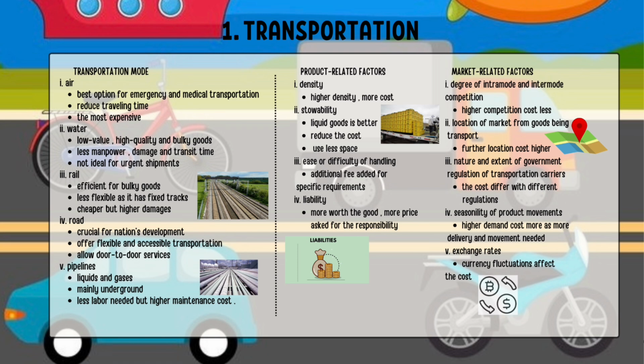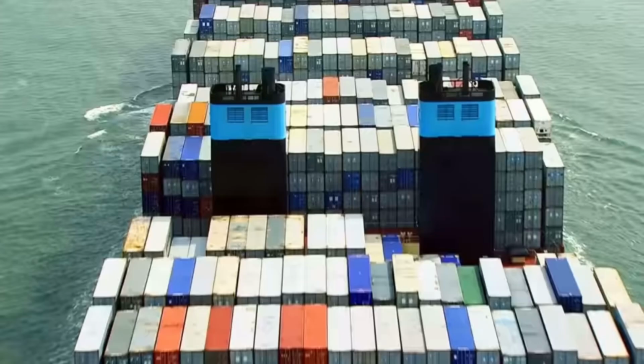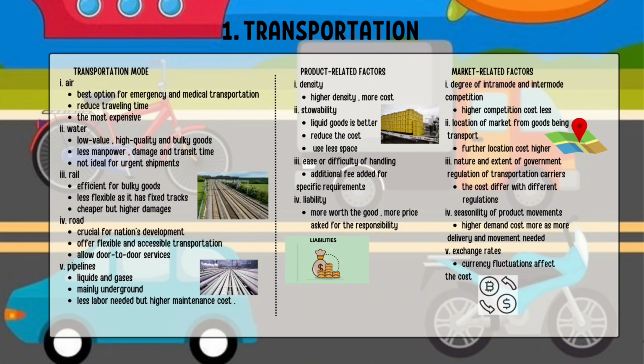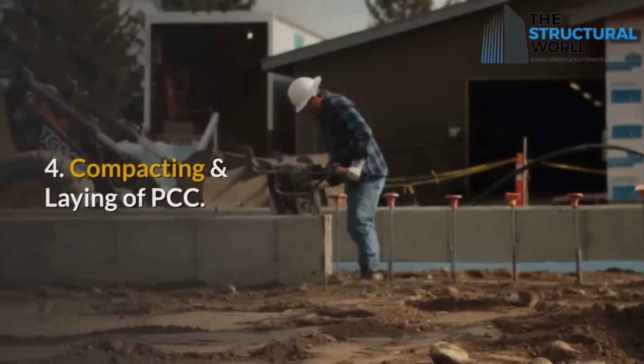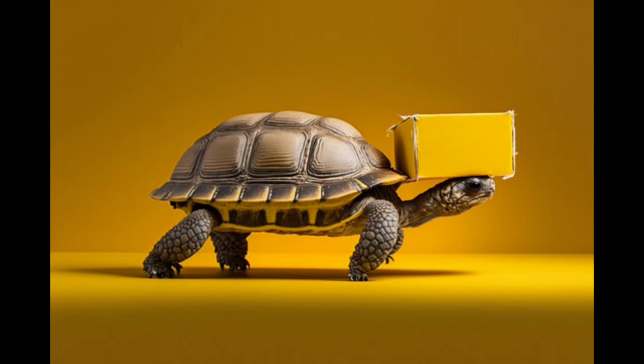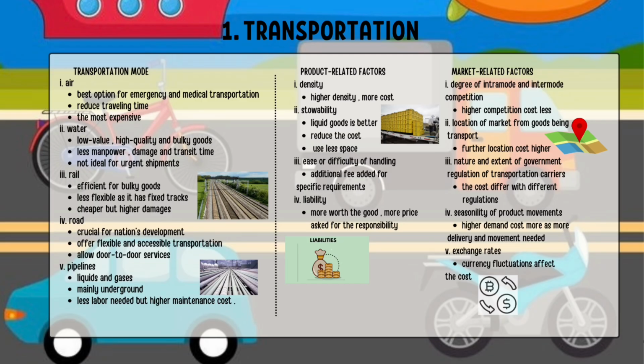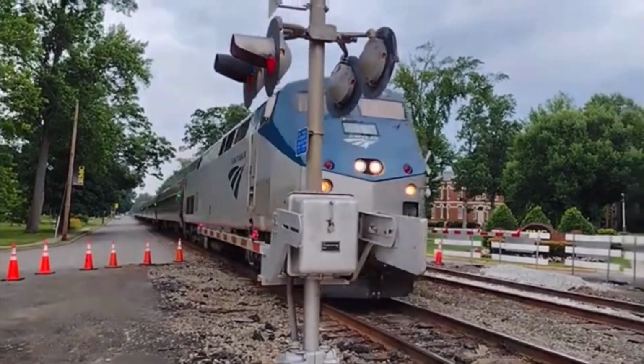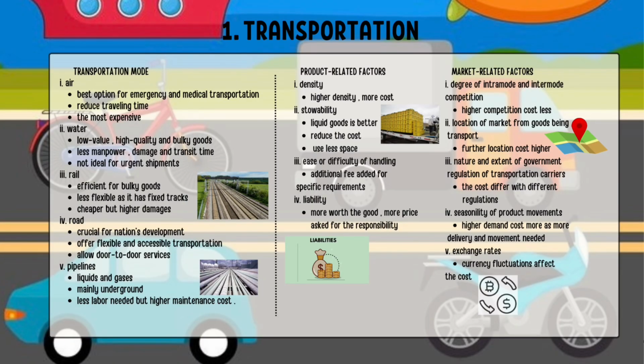Number 2, water. This mode is usually used for low value, high quality, and bulky goods. It also reduces manpower, damage, and transit time. However, water transport is not ideal for urgent shipment as it is slow. The third one is rail. Rail transport is efficient for bulky goods. However, it is less flexible as it has fixed tracks.